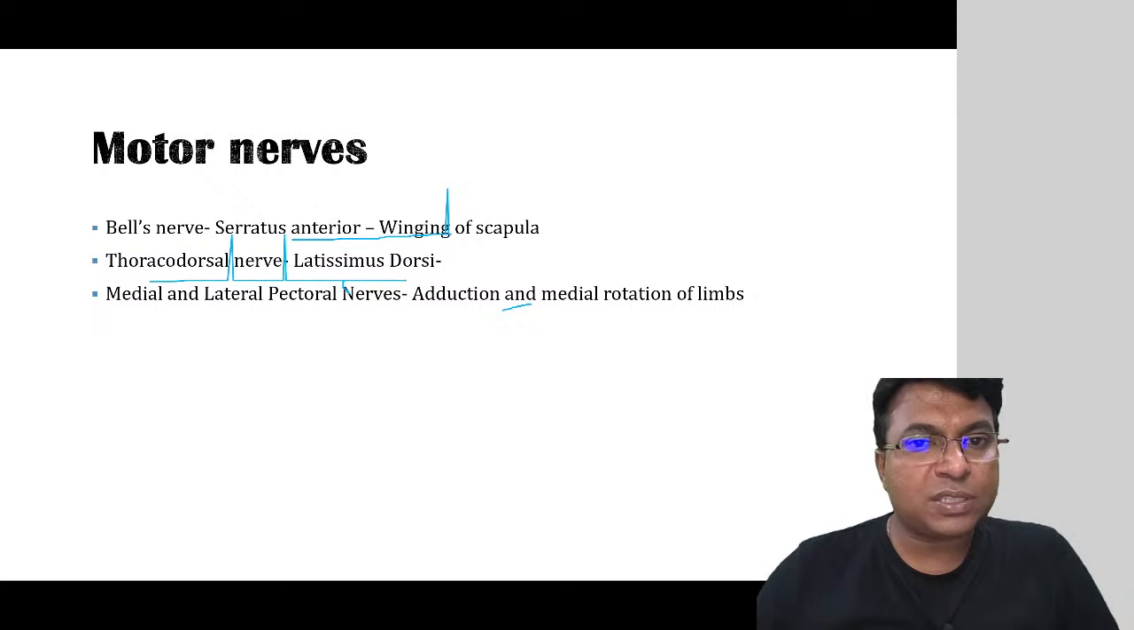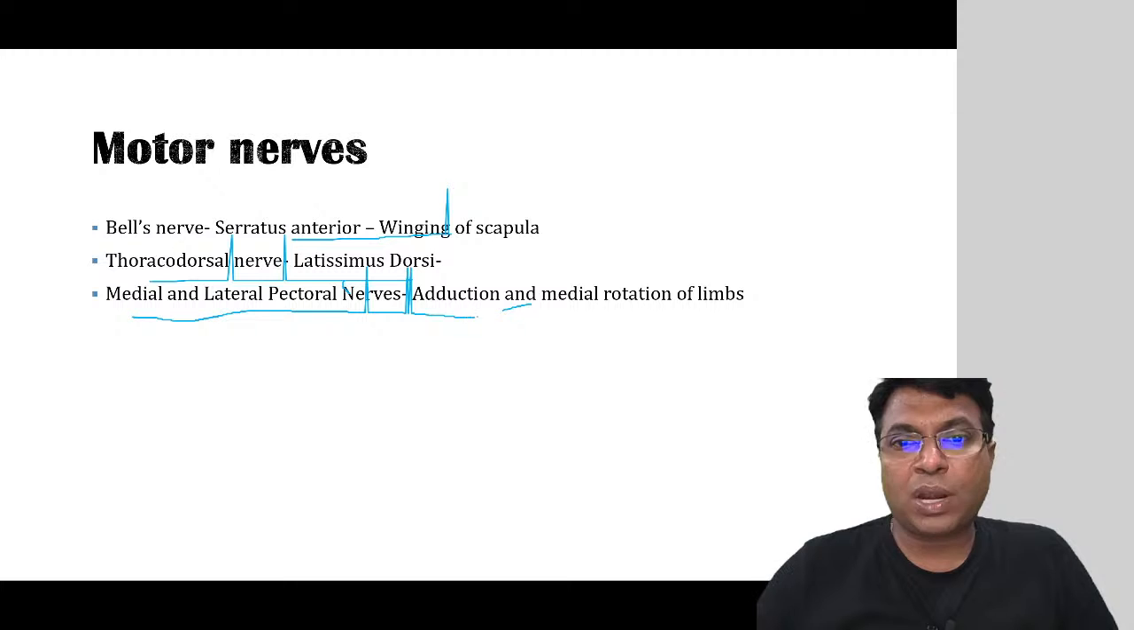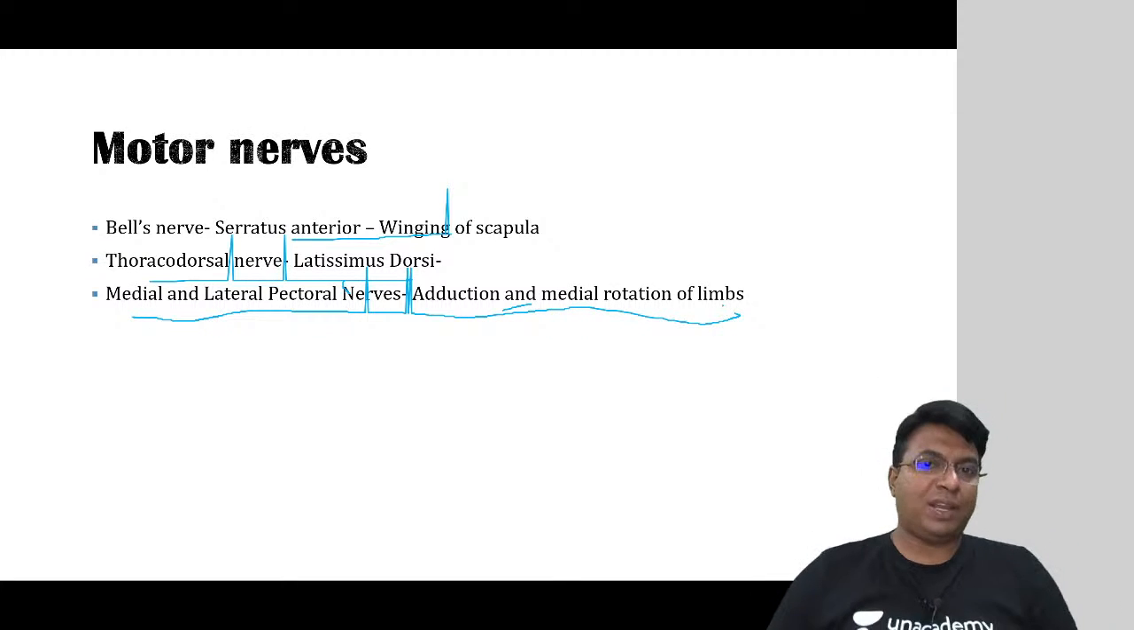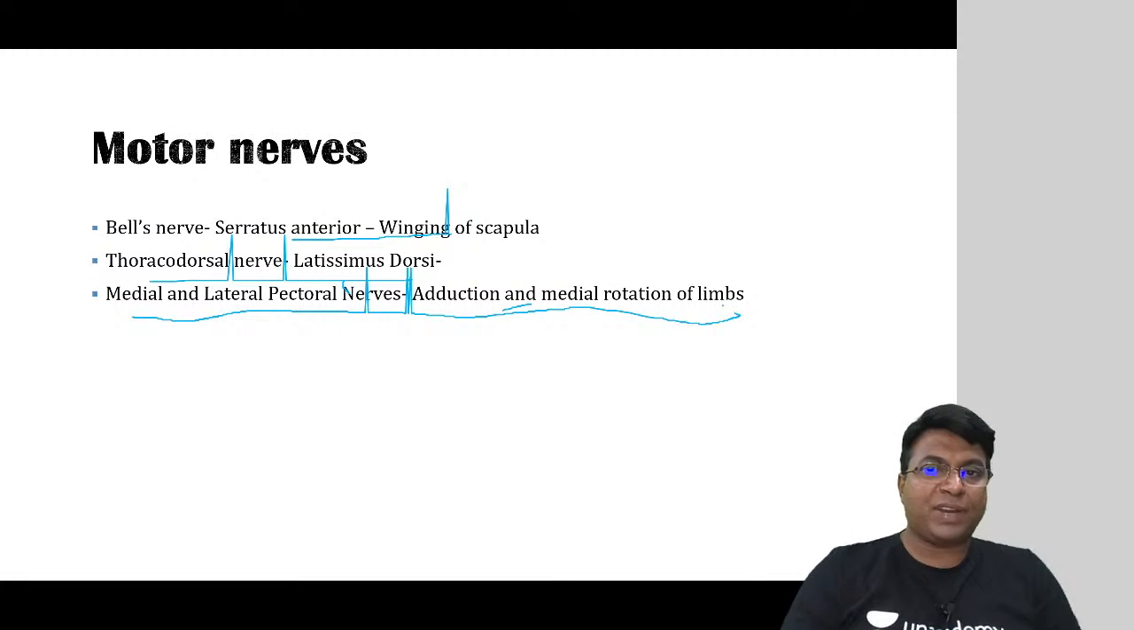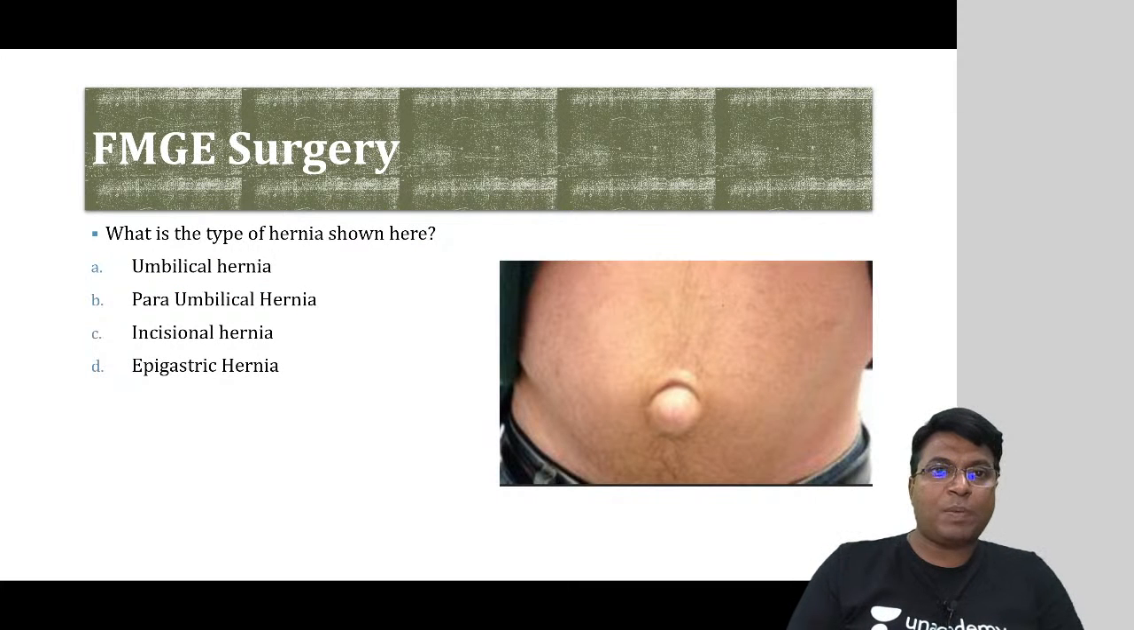Thoracodorsal nerve injury causes latissimus dorsi palsy. Medial and lateral pectoral nerve injury will affect adduction and medial rotation of the limbs. So these are the nerves commonly affected.